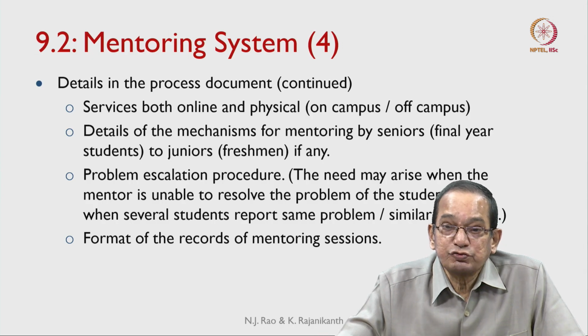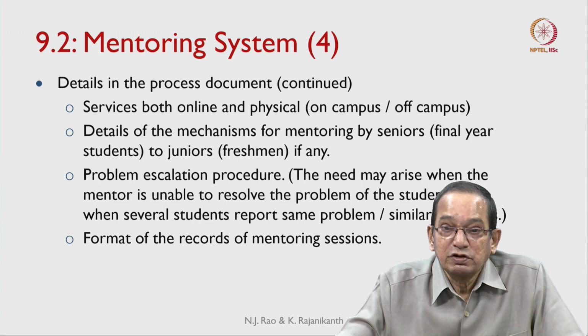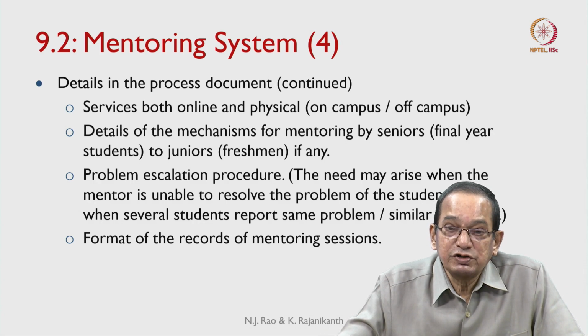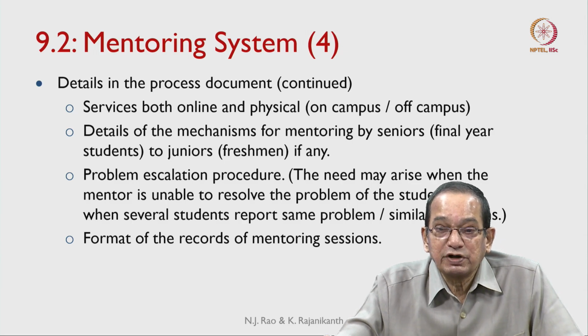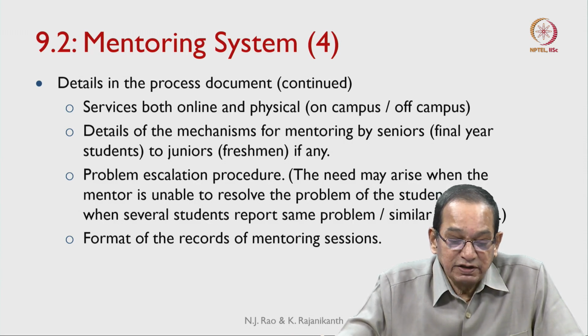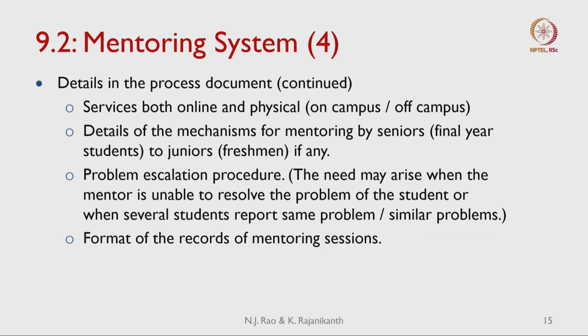There can be situations where the particular faculty member is unable to resolve the issue that the student is facing, or there are several students who are facing a very similar issue, perhaps related to the institute level facilities. It could be, for example, drinking water. So, basically there are situations where the faculty member is unable to resolve the problem. If such a thing happens, what is the faculty member supposed to do? So, what is the problem escalation procedure? To whom is the mentor supposed to report?